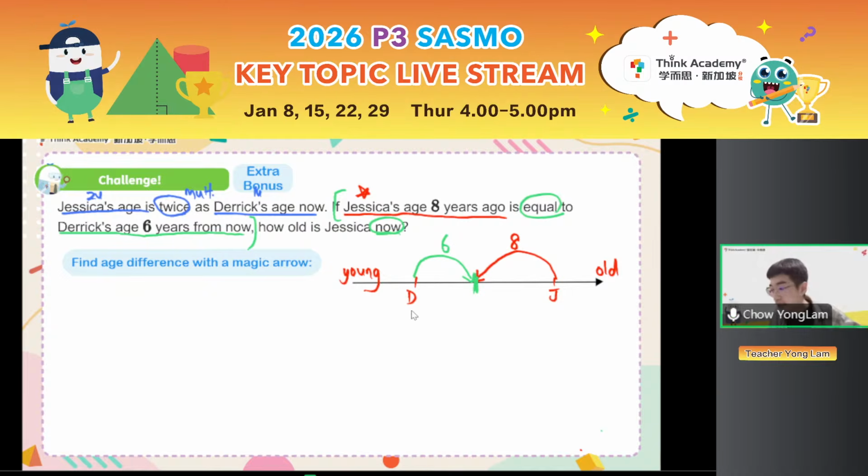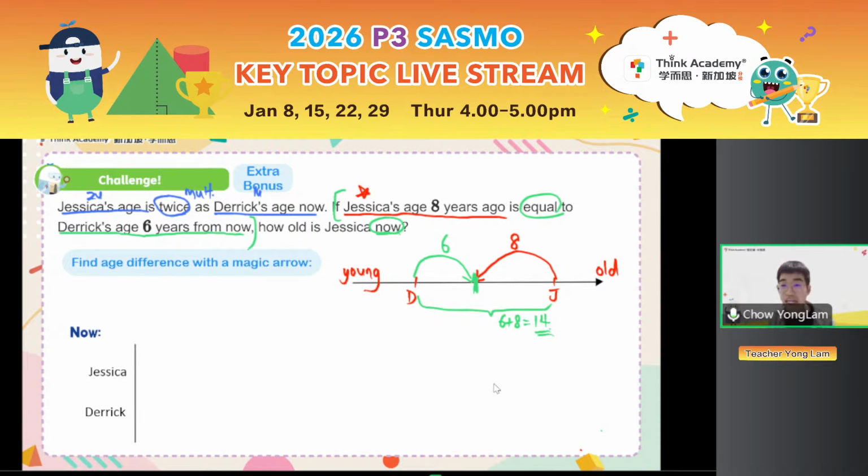Now, using this picture, can you find out their age difference? Jessica goes back 8, Derek goes forward 6, and now their age is the same. So what is their original difference? Their original difference will be 6 plus 8 equals 14. So the original difference is 14 years old. Jessica is 14 years older than Derek. Now you know their age difference.